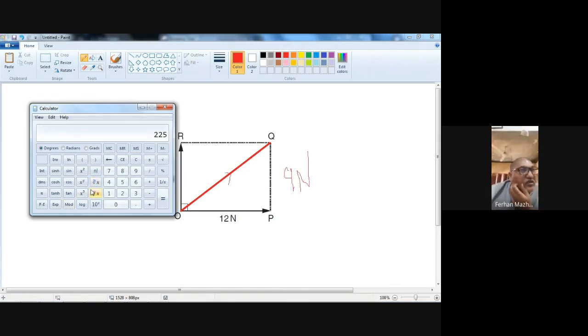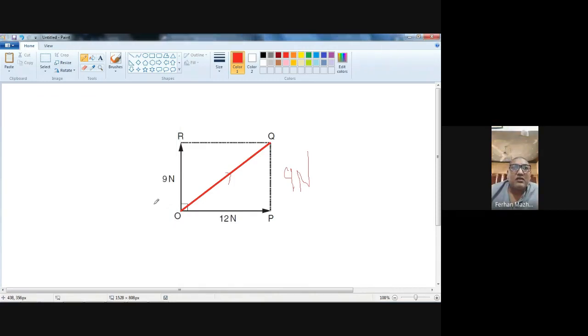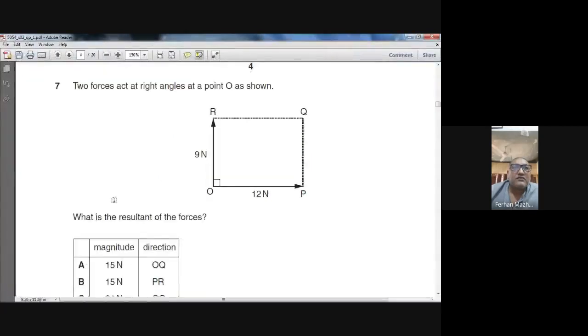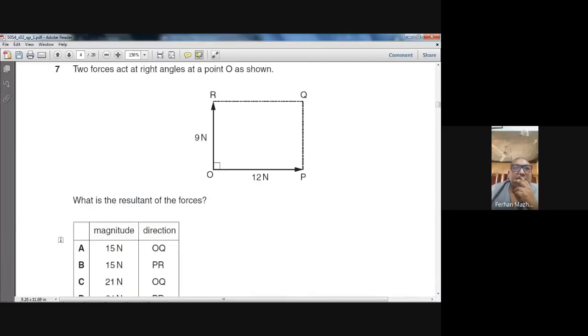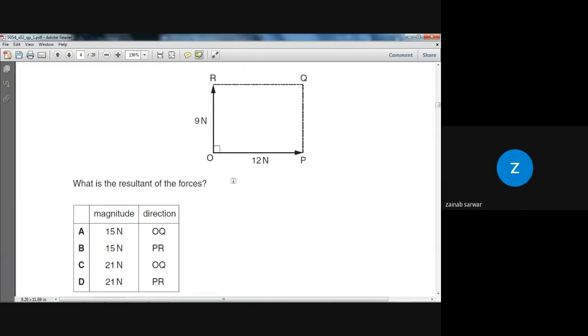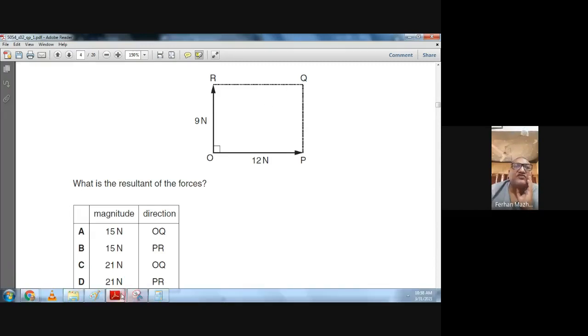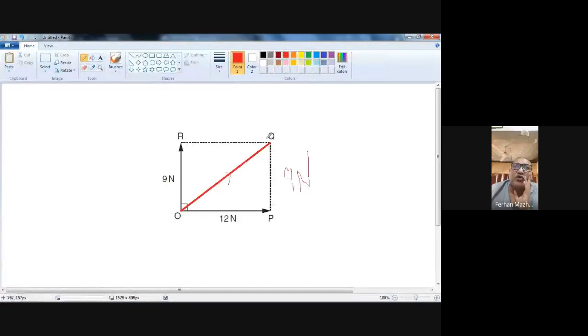When you take the square root, do you have a calculator with you? Yes, sir. Kindly find the square root of 225. What is the answer? 15. And the direction will be from O to Q. The direction of the resultant force is from O to Q, and the value is 15.